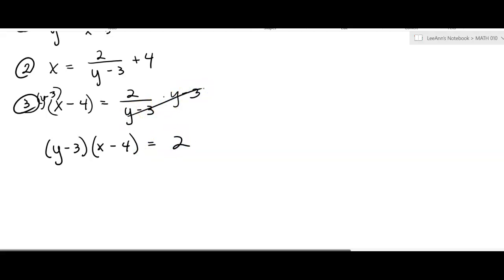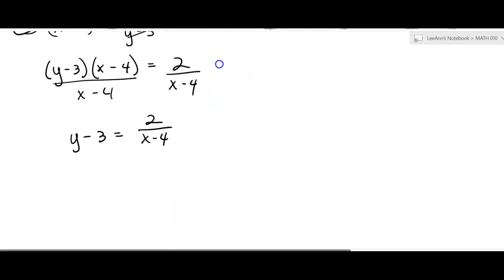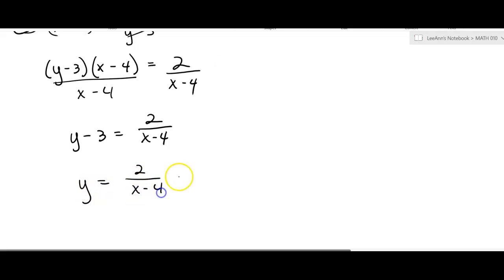Okay, so those cancel out, and so you get that. Now, I'm not going to multiply it out. I'm going to divide both sides by x minus 4. So then that gives me y minus 3 equals 2 over x minus 4. And then I just have to add that 3 over. So y equals 2 over x minus 4 plus 3. That looks very similar to the original function that we had. But we'll put in the inverse notation. F inverse of x is equal to 2 over x minus 4 plus 3.